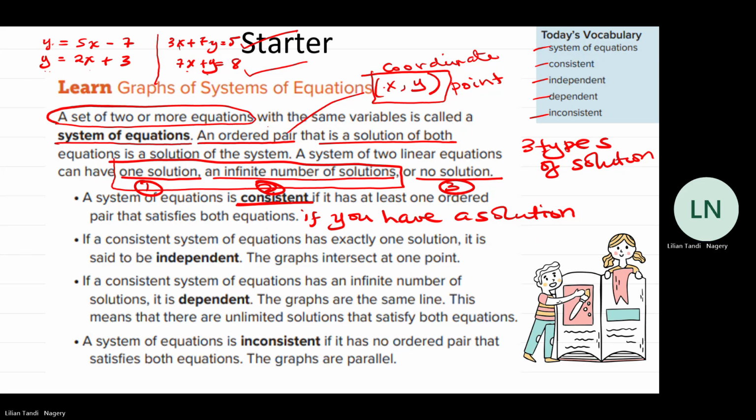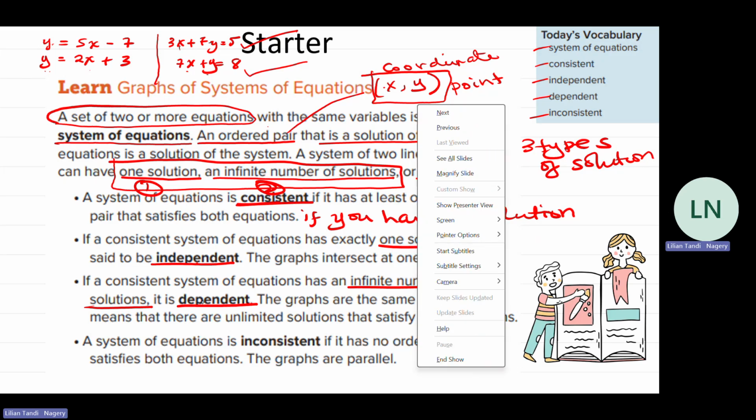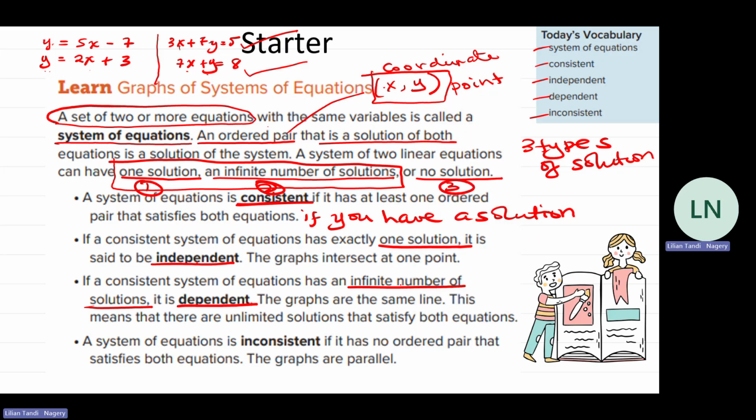Now, when you're consistent, you happen to either be independent or dependent. When are you independent? When you have one solution. When are you dependent? When you have an infinite number of solutions. So remember, you are consistent because you have a solution. If you have a solution, you're either independent or dependent. If you are independent, it means you have one solution. If you are dependent, it means you have an infinite number of solutions.